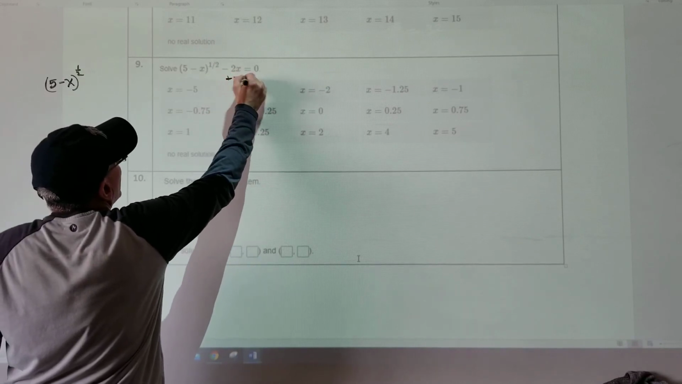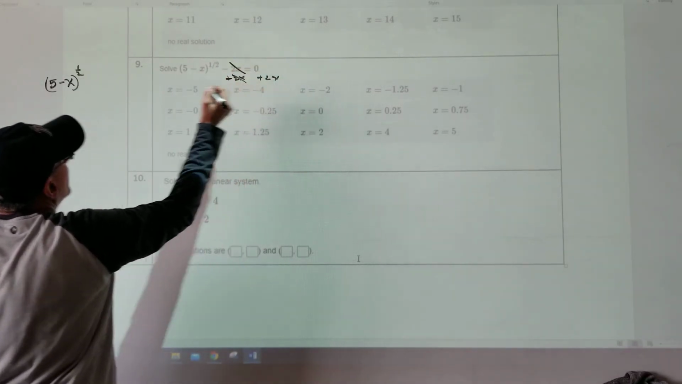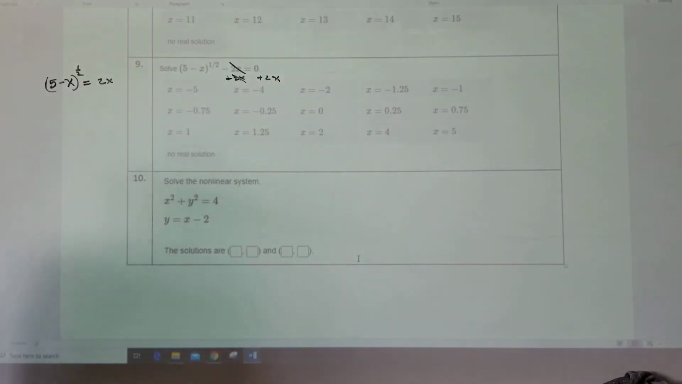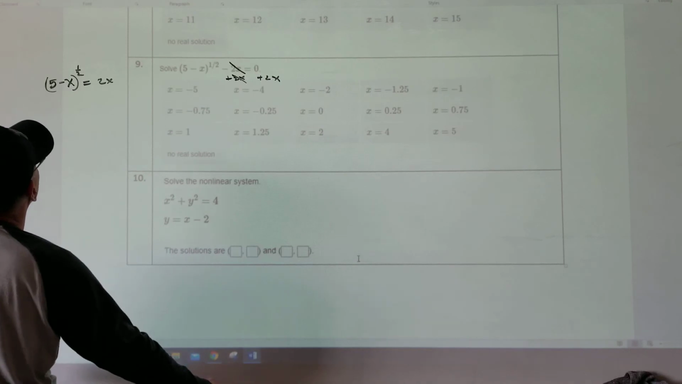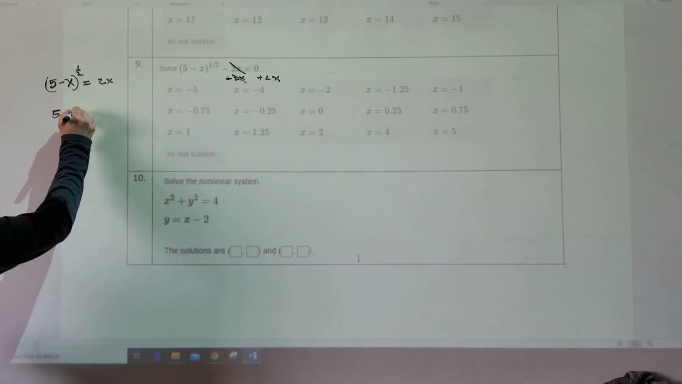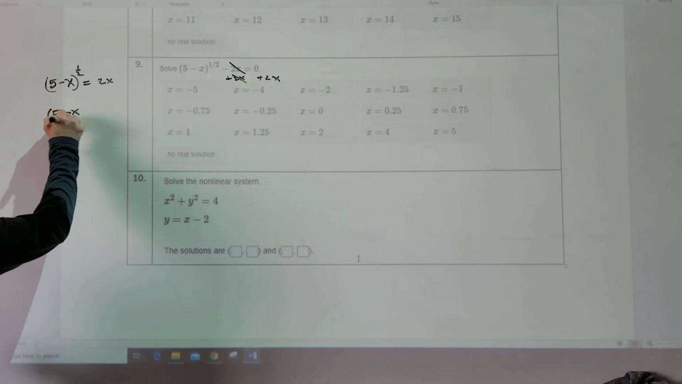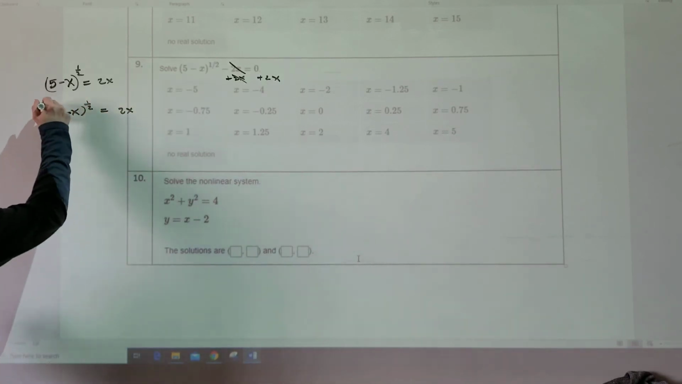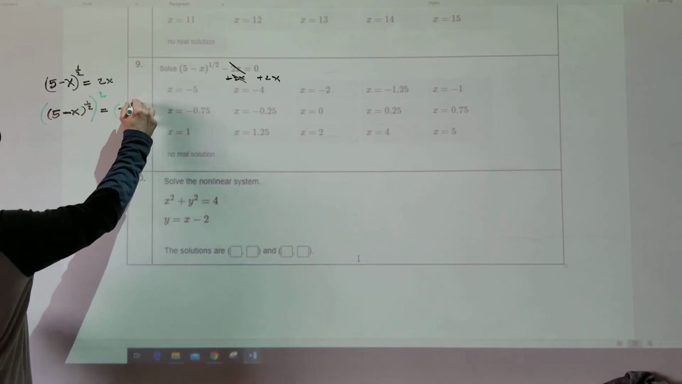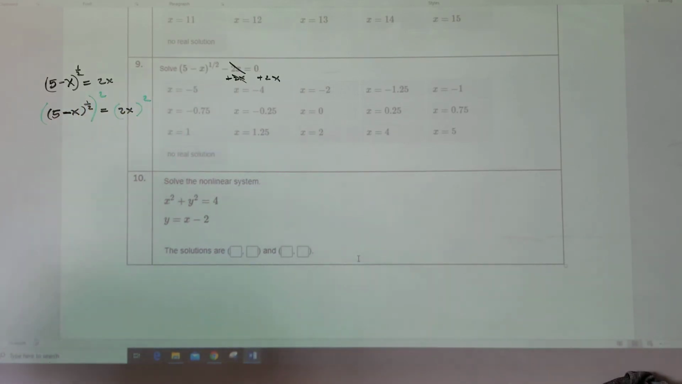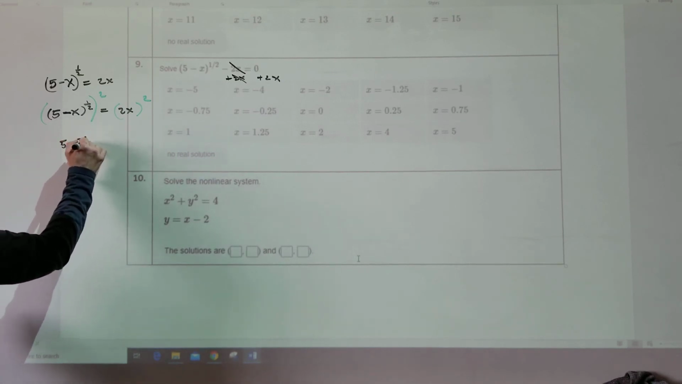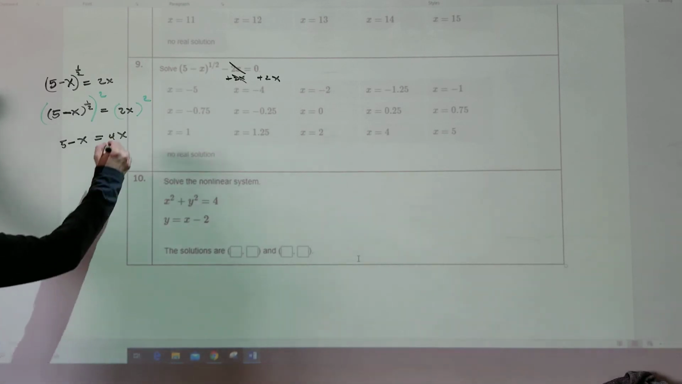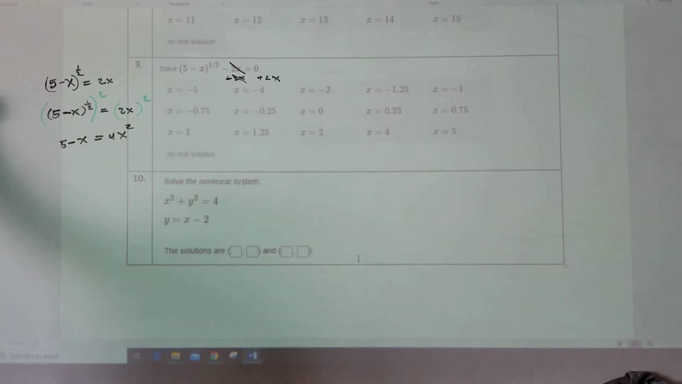Add 2x to both sides. You get equals 2x. If it's a half power, you're going to have to square both sides. So that looks like this. Square both sides. And you end up with 5 minus x is 4x. Oh, 4x squared, excuse me.